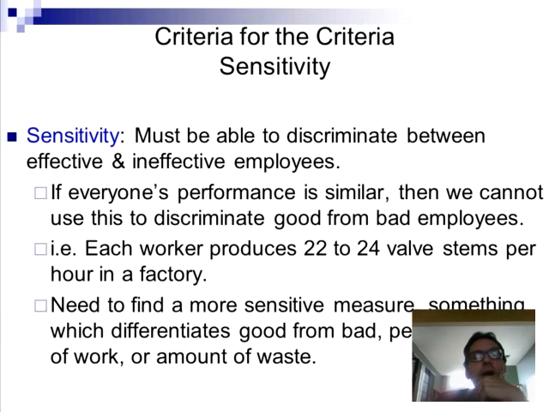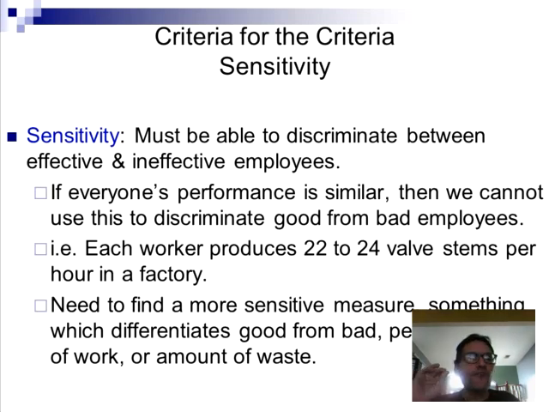Okay? Third criteria for criteria, sensitivity. A sensitive criteria must be able to discriminate a good from a bad worker. Okay? And so take a look, you've got a factory and you want to create criteria for promotion or something in your factory. And it turns out that in the factory you're making valve stems. I don't know, they go up inside of tires. And each worker produces 22 to 24 valve stems per hour.